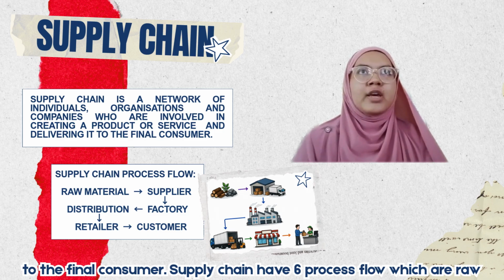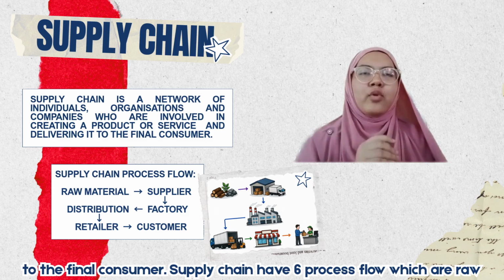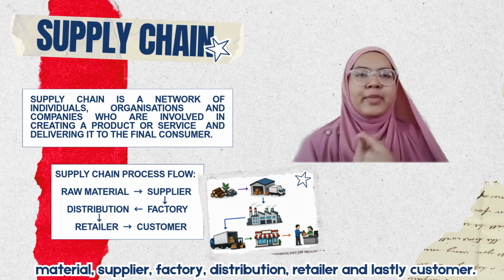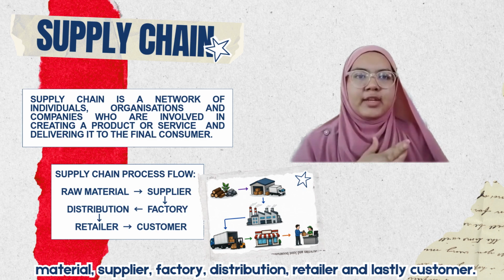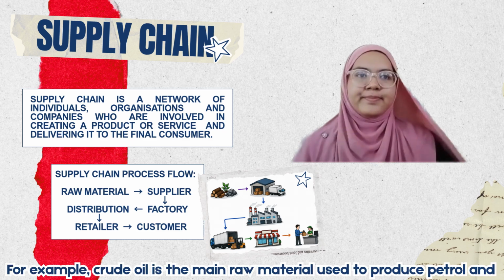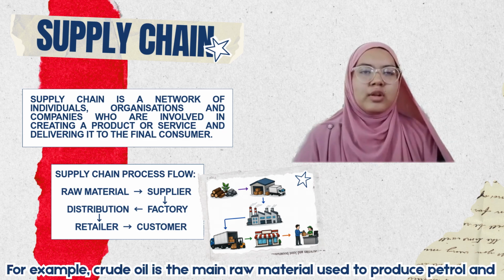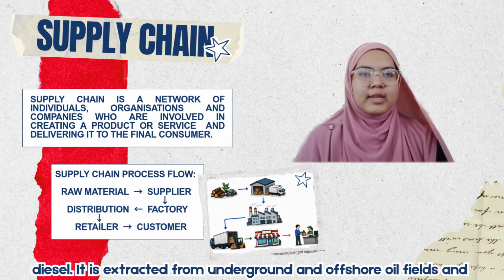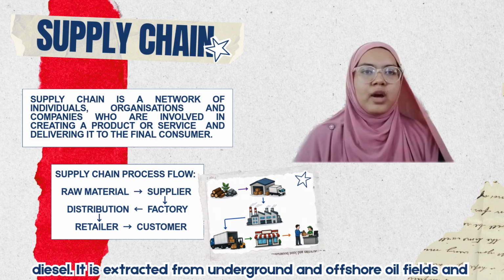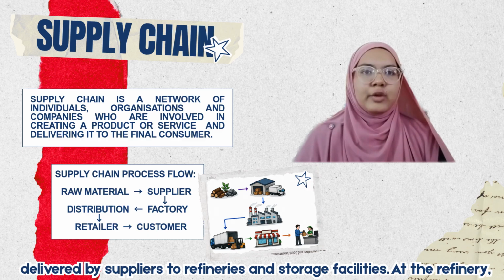A supply chain has six process flows, which are raw material, supplier, factory, distribution, retailer, and lastly customer. For example, crude oil is the main raw material used to produce petrol and diesel. It is extracted from underground and offshore oil fields and delivered by suppliers to refineries and storage facilities.